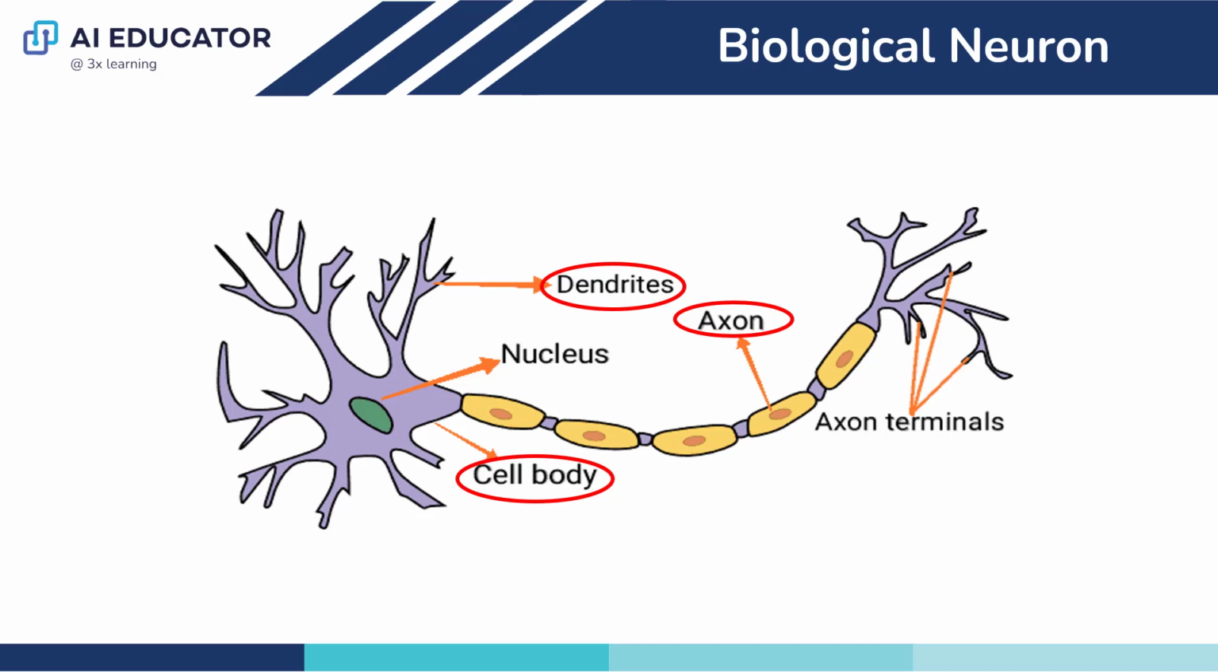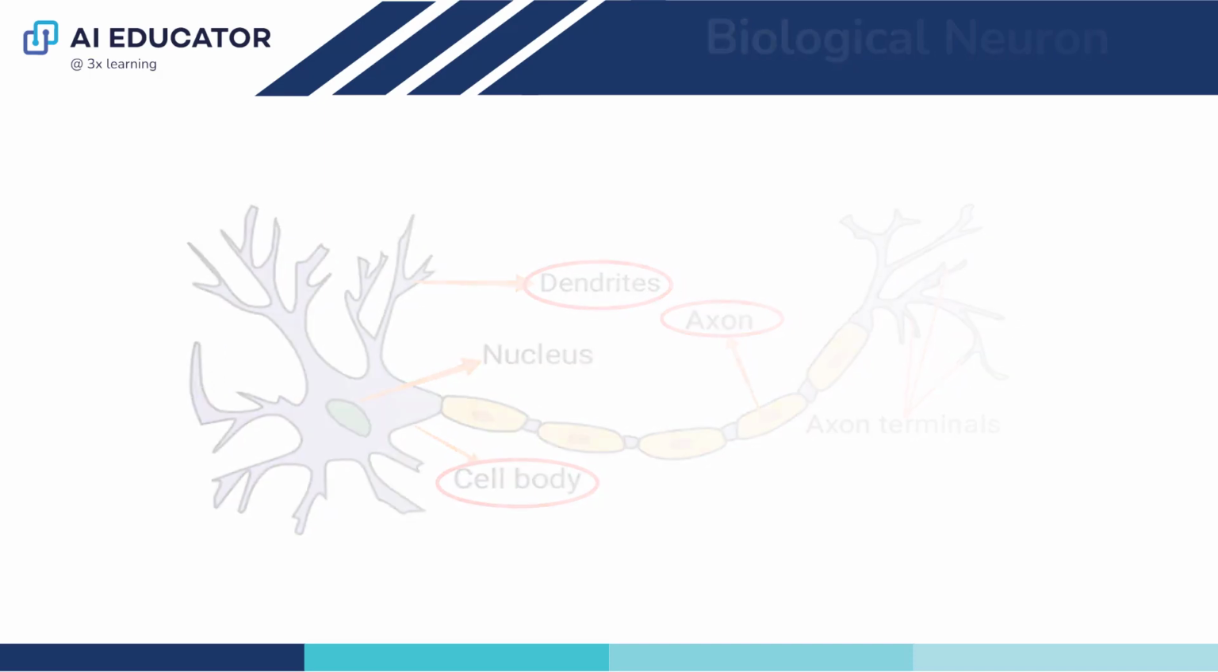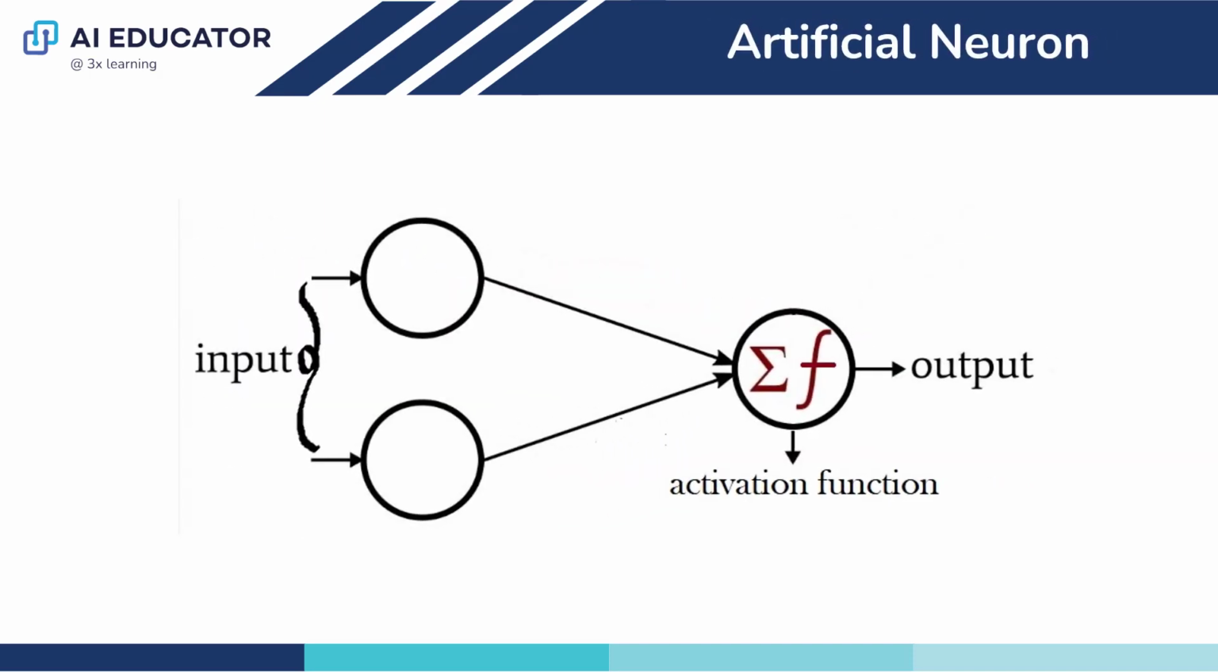So now let us discuss the artificial neuron. Artificial neuron was inspired from the biological neuron. It also has three major parts: input, activation function, and output. Here the input works similar to the dendrites of a biological neuron. It will receive the data and send it to an activation function.